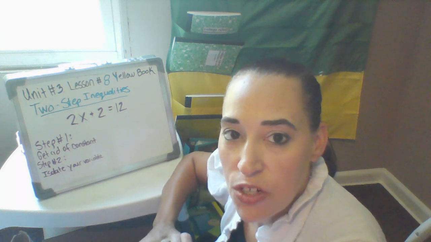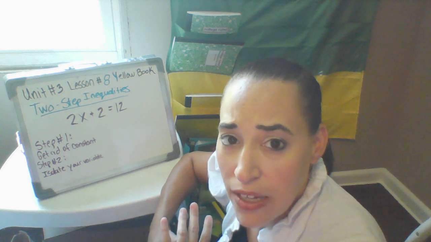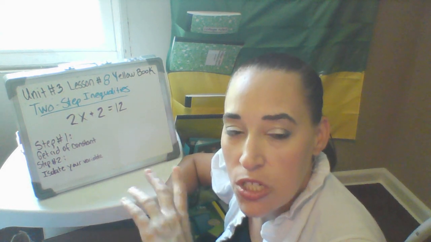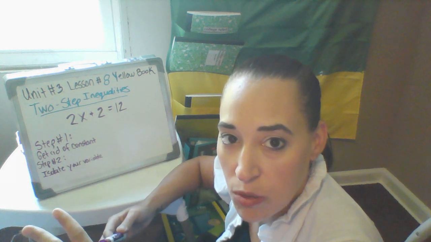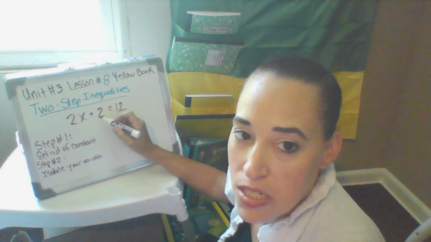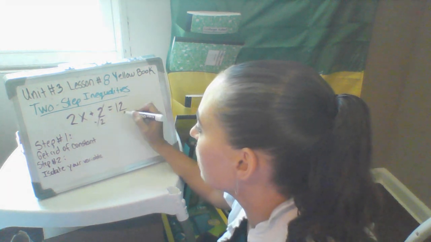When you're thinking about isolating your variable, that means you need to get your variable by itself. If something's attached to your variable, the way to get it by itself is you need to either multiply or divide. But step 1 is always to get rid of your constant, which is what's not attached to your variable. The way to get rid of a positive 2 is to subtract the 2. That cancels it out on this side.